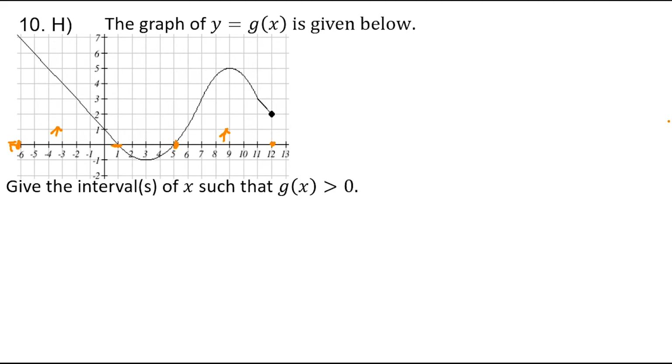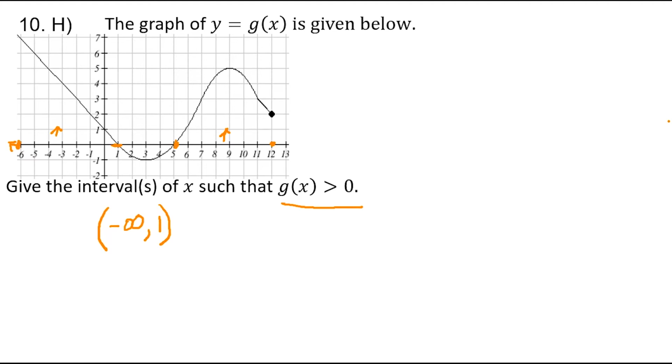So let's see, negative infinity all the way up to 1, but look what happens when we get to 1. When you get to 1, you end up with an output of 0, but what they're asking for is it has to be strictly greater than 0. So we don't want to include 1. We put a parentheses here. We just want to say that it goes up to 1.